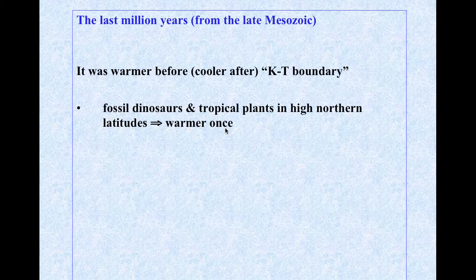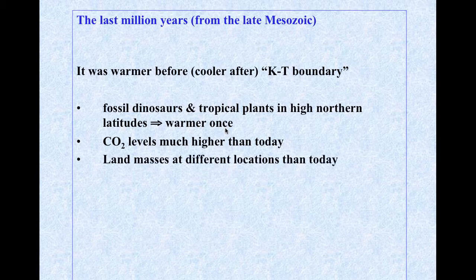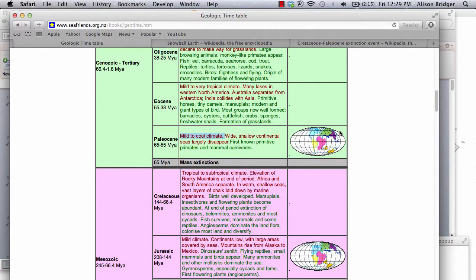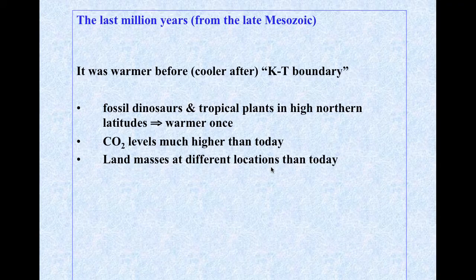There are fossils of dinosaurs and of tropical plants found at high northern latitudes, so they could not possibly have been there unless it was warm once. There's evidence that CO2 levels were much higher than they are today, and we also know from these diagrams off to the side of our timeline that land masses were in very different locations than they are today.